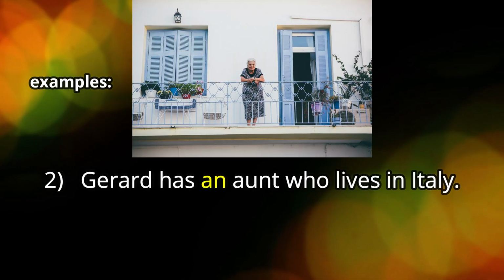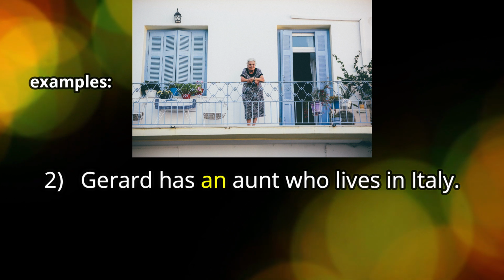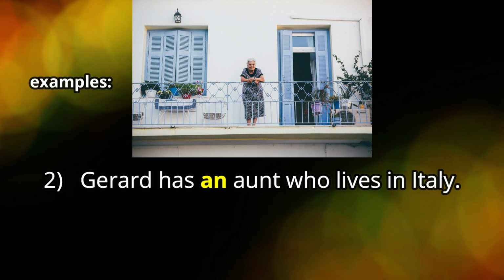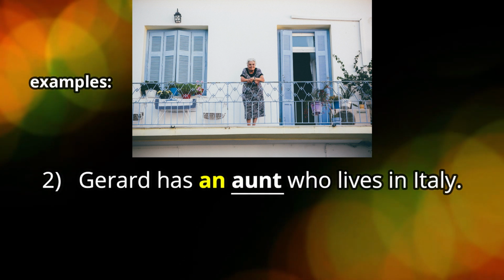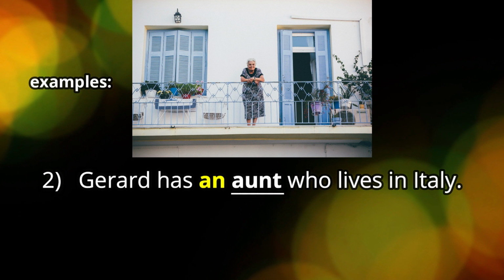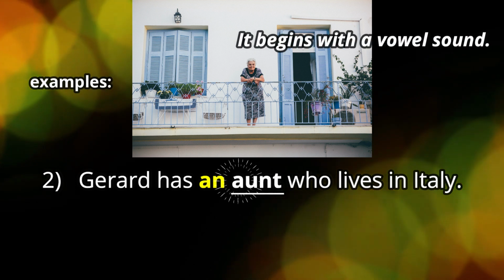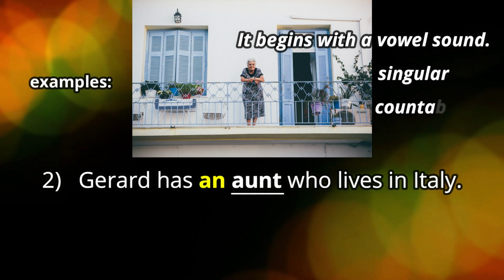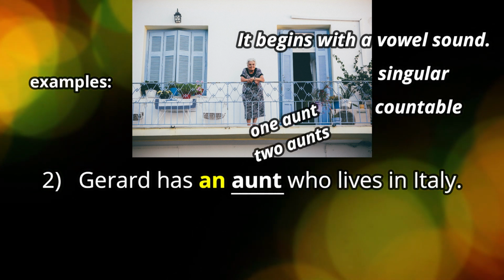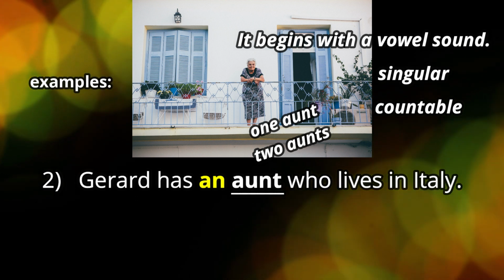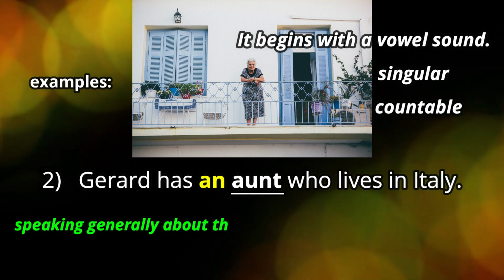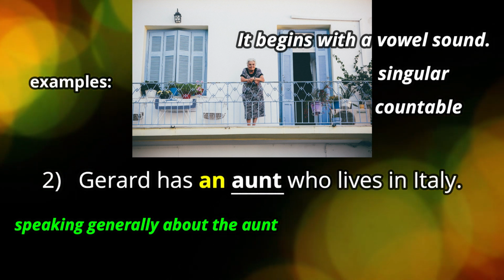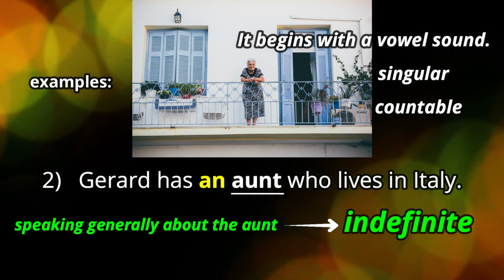And in example number 2, Gerard has an aunt who lives in Italy. An here is used before aunt, which is a noun, and it begins with a vowel sound, so we use an. It is singular. It is a countable noun, right? You can have 1 aunt, 2 aunts, all right? And we're speaking generally about the aunt. We don't know too much about her. So that's why we use the indefinite article an.